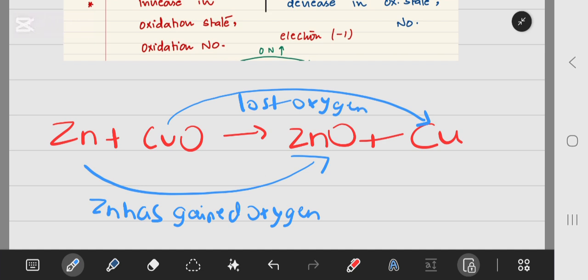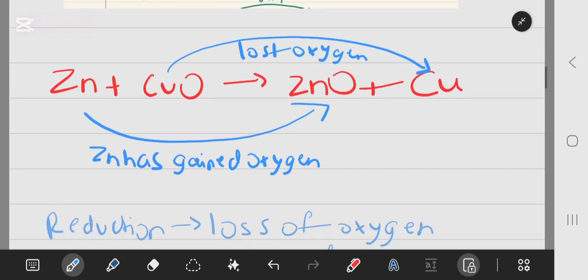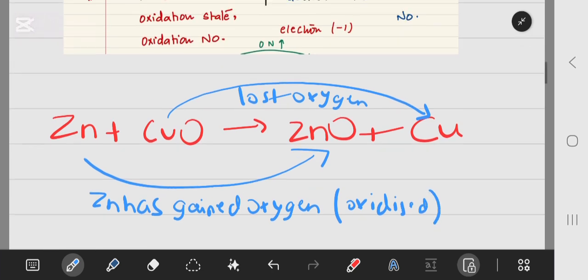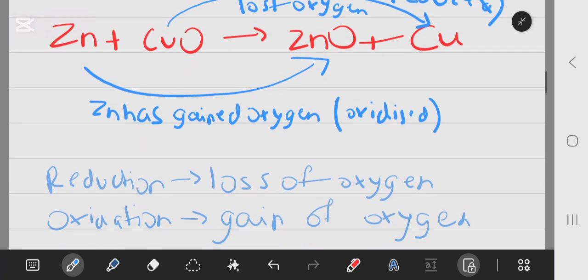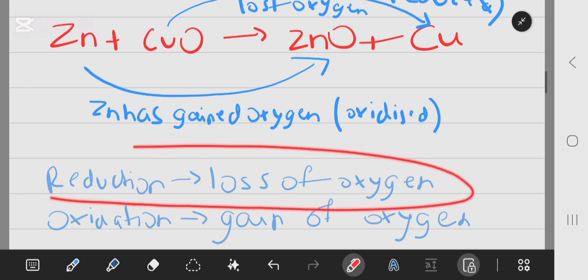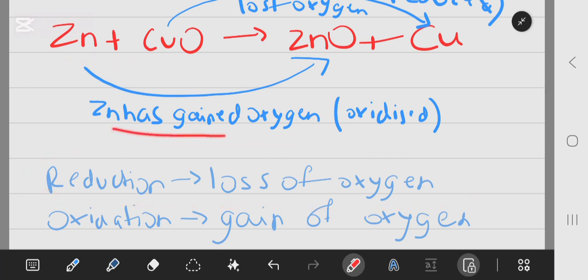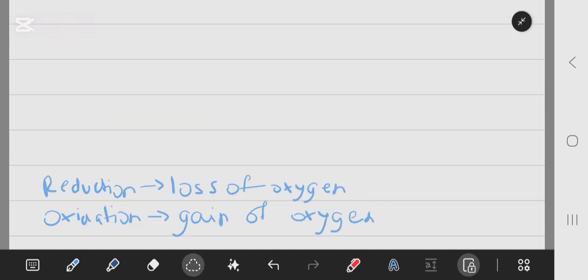So what we can conclude is that zinc has been oxidized and copper has been reduced, because copper in this reaction loses the oxygen, so it's reduction, and zinc on the other hand gains oxygen, so it's oxidation. Okay, so let's move on to another reaction.